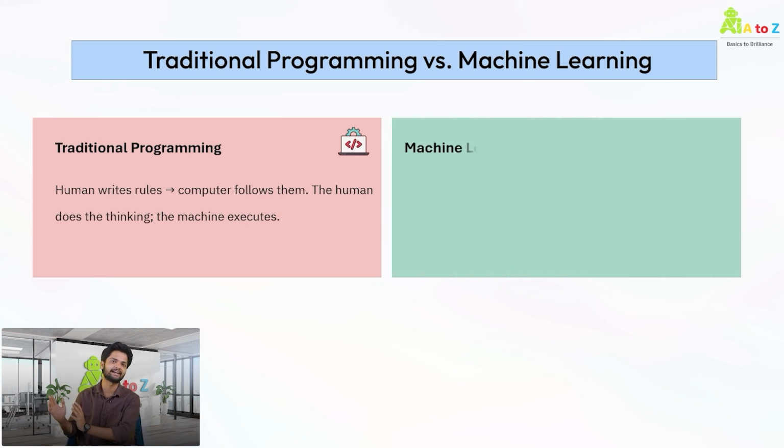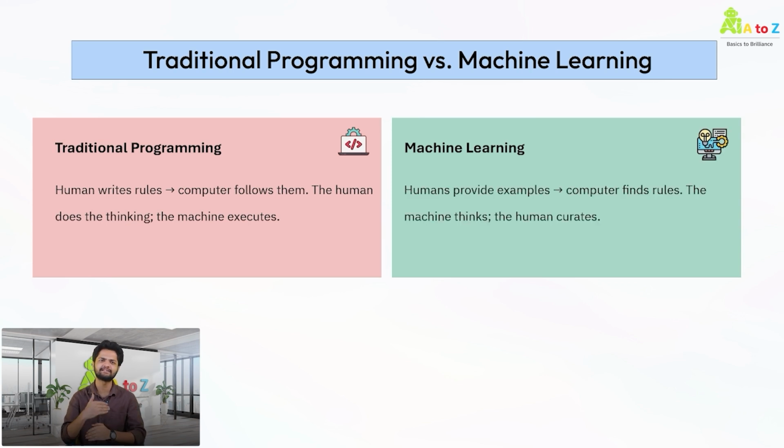Now look at the right side, machine learning. Here the process flips. You don't start with rules, you start with examples. So instead of telling the system, here's how you solve the problem, you show it, here are many solved examples, figure out the pattern. And let's take a more complex case, fraud detection in transactions. In traditional programming, you would try to write rules like, if transaction amount is unusually high, flag it. If location is unfamiliar, flag it. But fraud patterns constantly evolve. Attackers adapt and rules quickly become outdated.